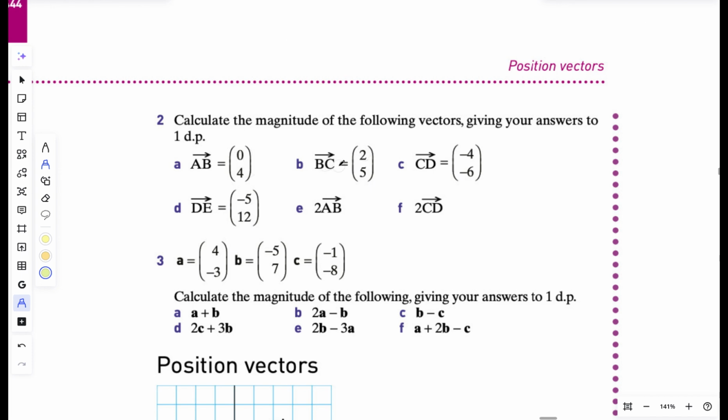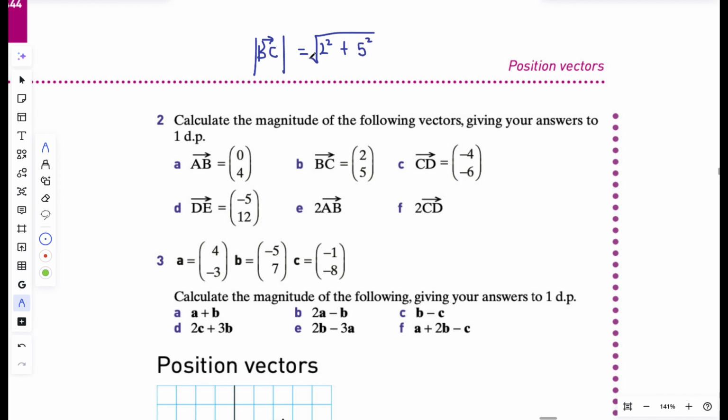Okay, magnitude of BC. If you want to find magnitude, remember we said you write BC. To find magnitude, you must put this line. Put this line, okay? BC is 2 square plus 5 square, okay, all square root.